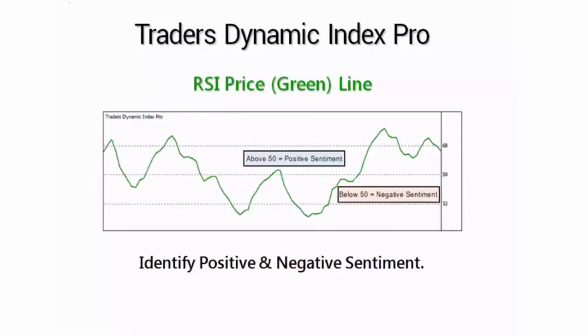The green line, also known as the RSI price line, identifies positive and negative sentiment in relationship to the 50 level. When current market sentiment, represented by the green line, is above the 50 level, the market has positive sentiment. We look to trade long. When the green line drops below 50, we are now into negative sentiment, and we should consider trading short.